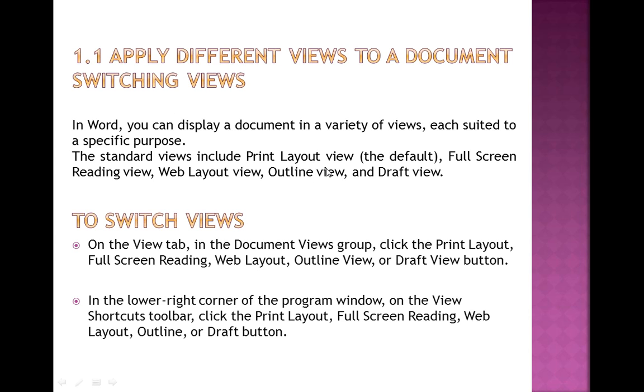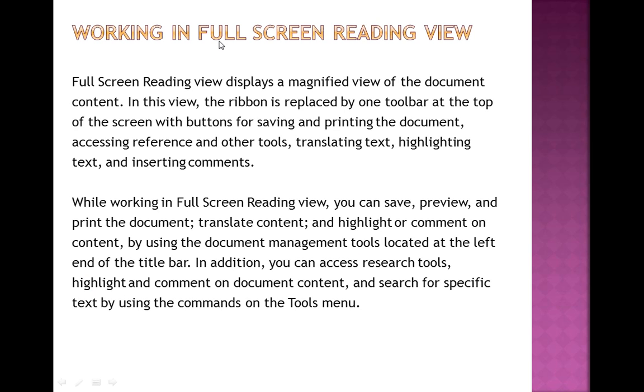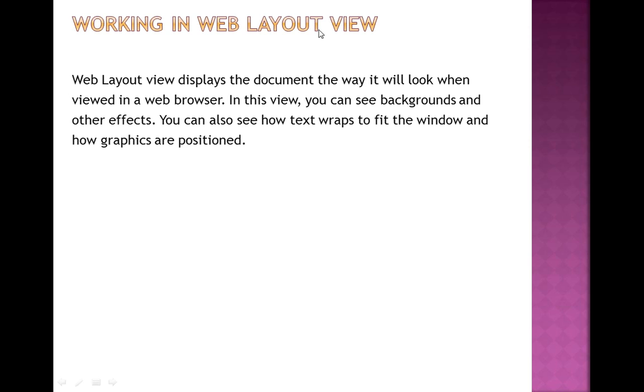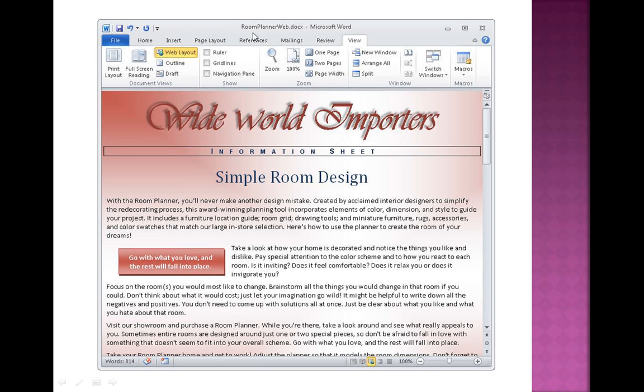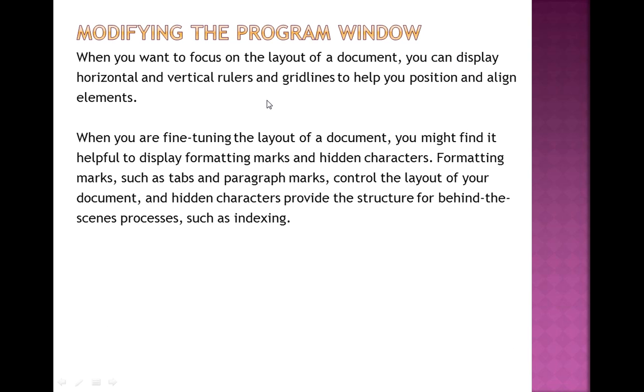We talked about different views. There are 5 views available: print layout view, full screen reading view, web layout view, outline view, and draft view. This is the print layout view. Then we talked about the full screen view. This is the full screen view. Then web layout view, then outline view. This is the outline view. There is a draft view. This is a draft view.